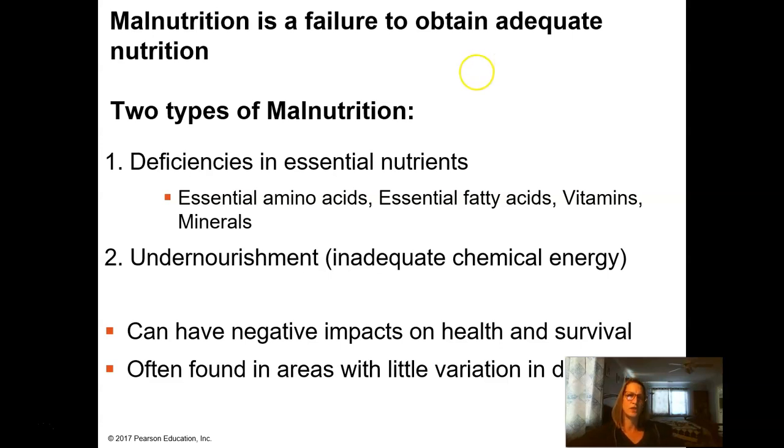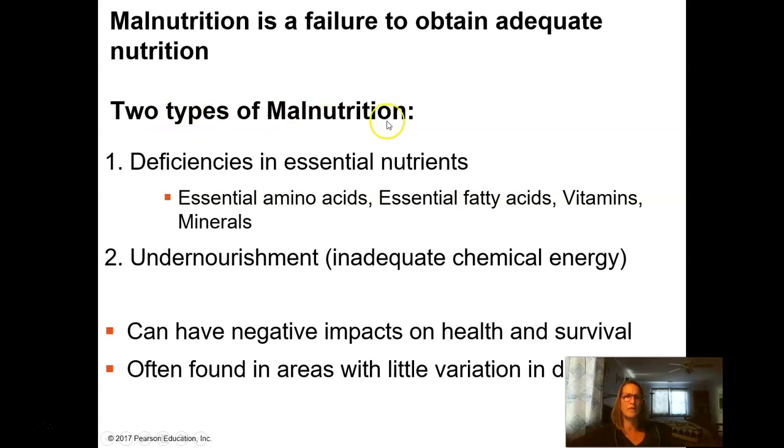Okay, so we're going to finish this PowerPoint off with malnutrition, and what are some of the symptoms of malnutrition and how does it happen. So malnutrition is a failure to obtain adequate nutrition. So it could be in several of the categories we talked about before.